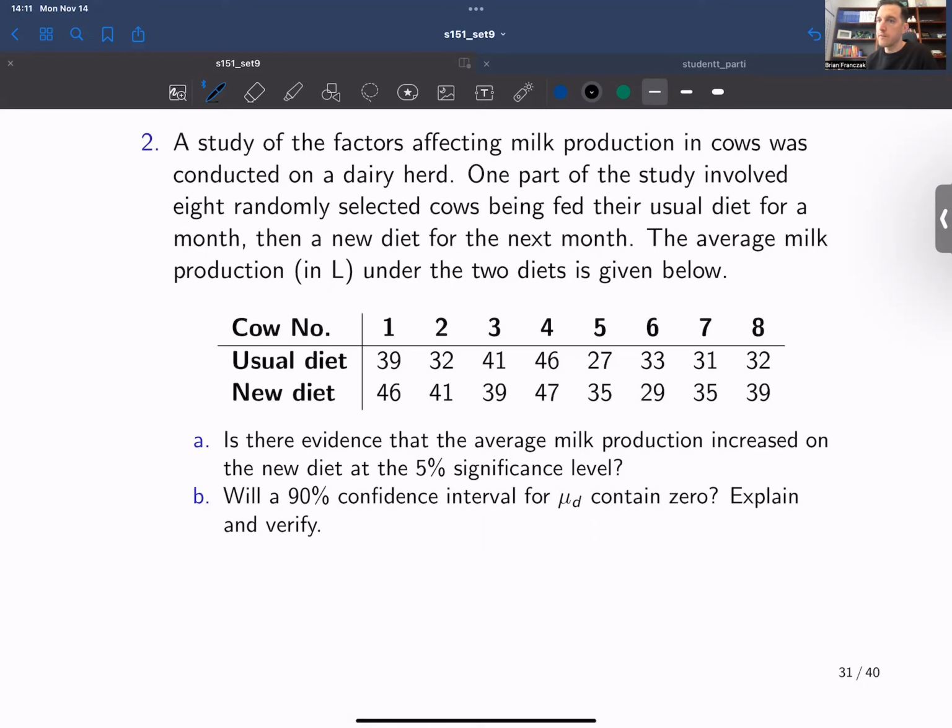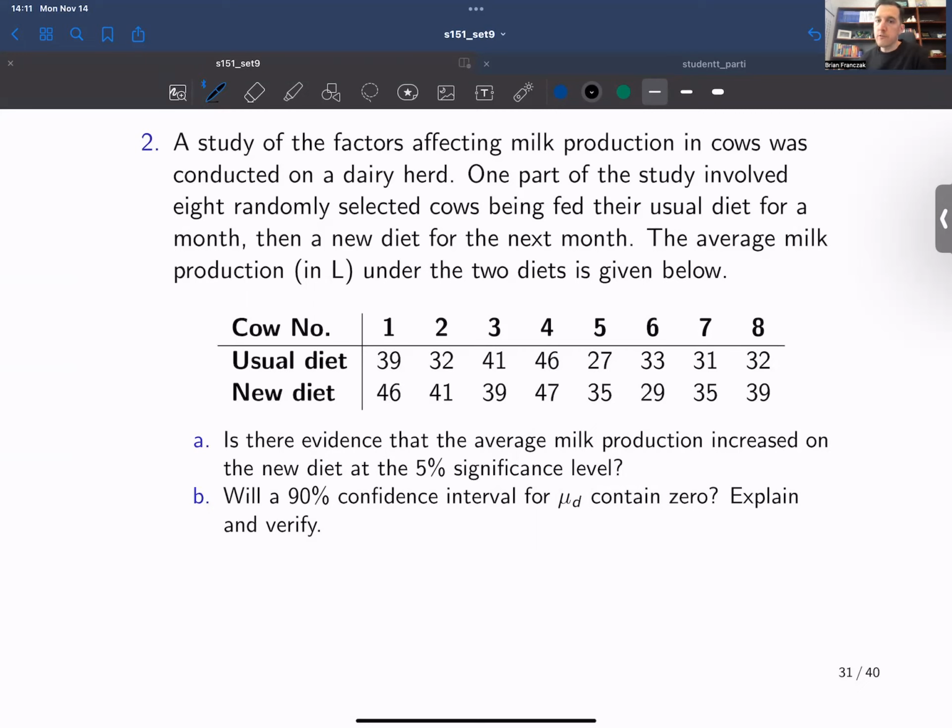And then on the new diet, we have the same variable. So on the new diet, cow number 1 produced 46 liters of milk. Cow number 2 produced 41 liters of milk, etc. Part A says, is there evidence that the average milk production increased on the new diet at the 5% significance level? So this is a fairly standard question, and it's a logical question given the scenario. We want to know, will the cows produce more milk on this new diet compared to the usual diet?